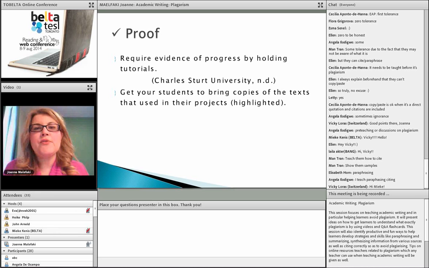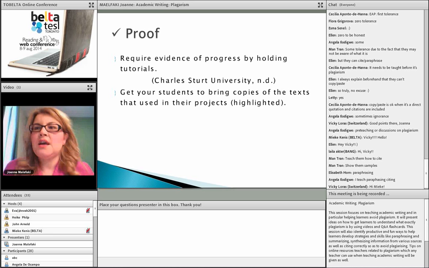So if they are paraphrasing or summarizing something in a project, it's a good idea to bring a copy in and highlight the sections they have used so you can actually see what they have used. Before they hand it in, they will see what they've highlighted and they will probably cross-reference it with what they have. So this might be one way to get them to reflect and think about what they've written in their project.